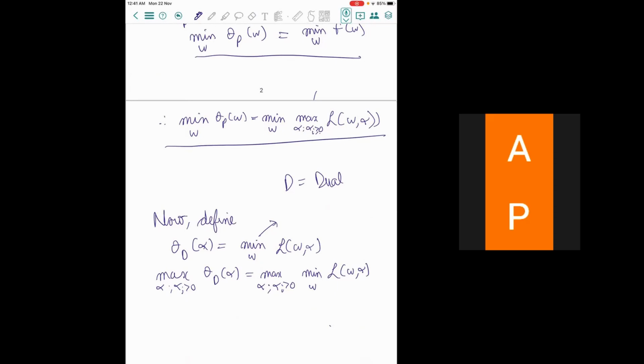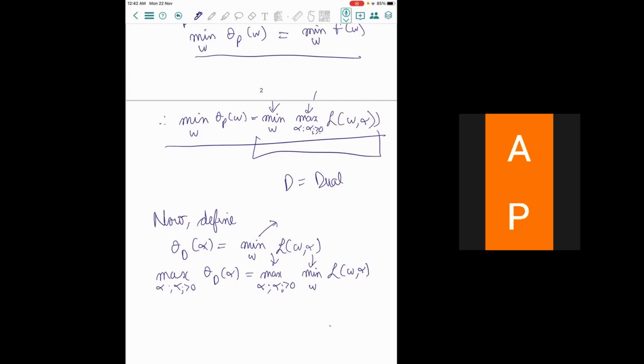So we have two quantities here. One is minimization over w. Then, first we are maximizing here, then minimizing over w. In this case, we are first minimizing, then maximizing. So this is a well-known result in logic and maths, which is sometimes called the min-max result, which says that the min-max of a quantity is always greater than or equal to the max-min of that quantity.